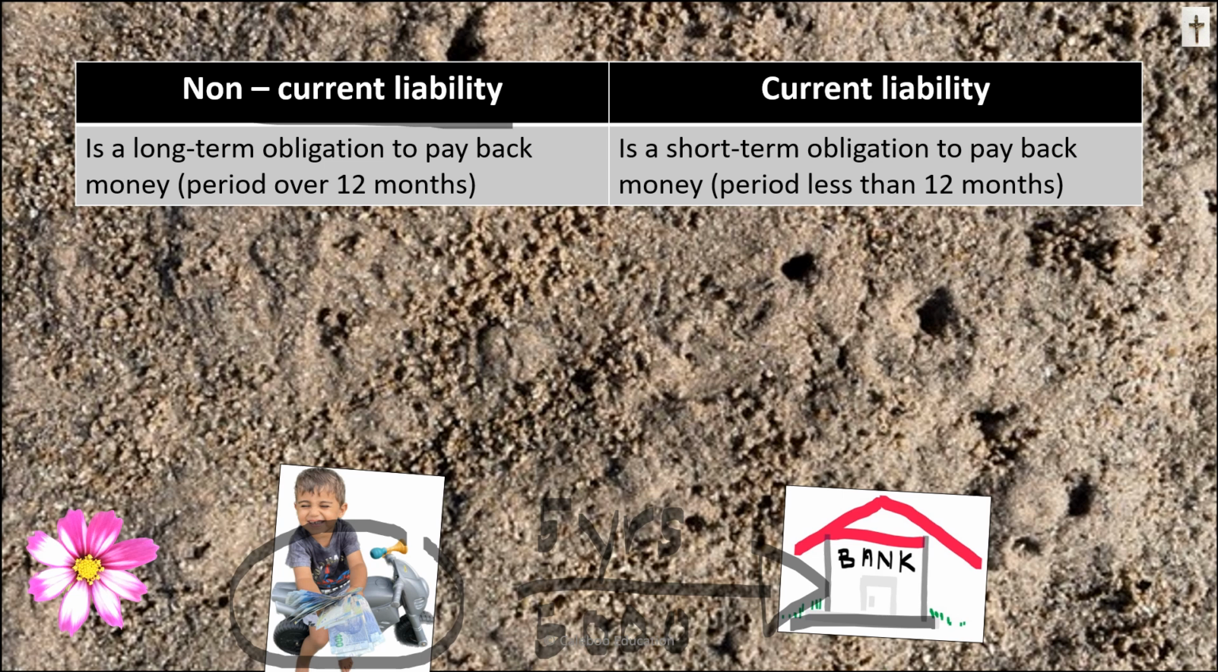Now, what is a non-current liability? That is a long-term loan, a long-term obligation to pay back money if the period is longer than 12 months. Remember, non-current is a period longer than 12 months, whereas current is the 12 months that we are looking at. So a current liability, examples of a current liability, would be paying a supplier who supplied us on credit, which enabled us to buy now and pay later. We have an account with the supplier.